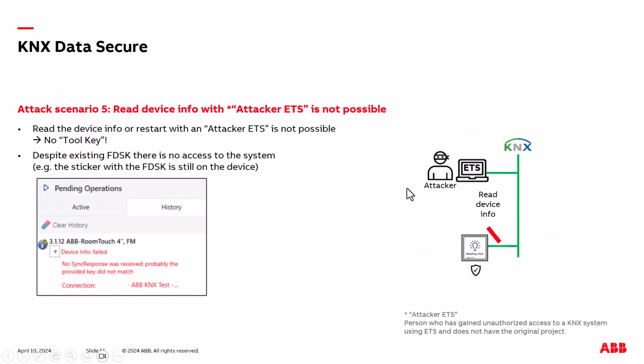Or our attacker sends a command via the ETS, read out device info, or link group addresses, for example. Also not possible, because this device says, I'm a secure device. No one without this tool key is allowed to read out my information. Also protected.